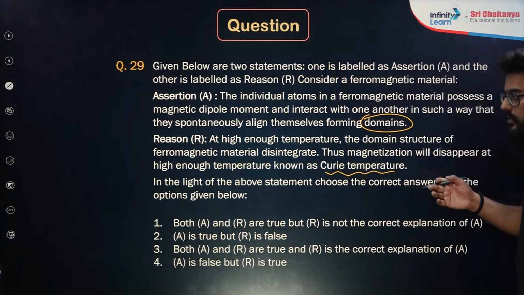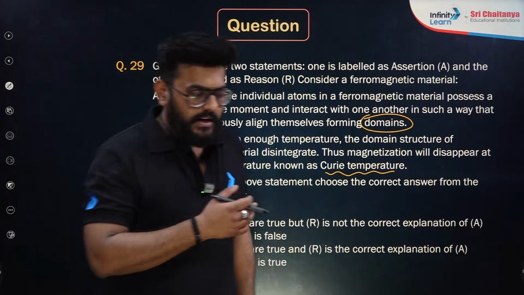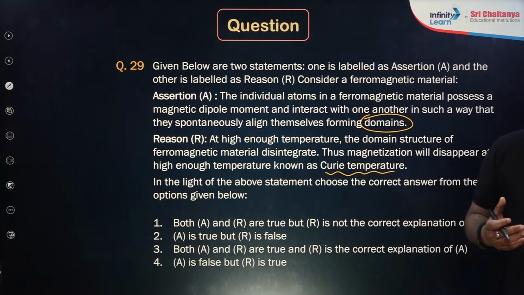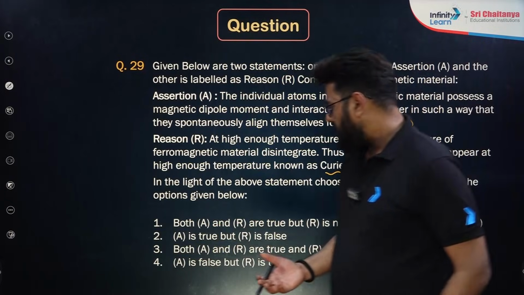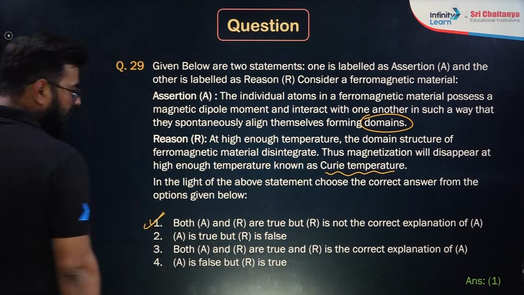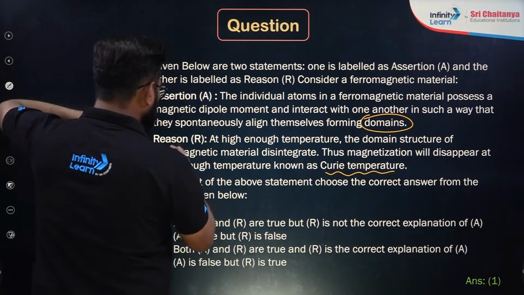Absolutely correct. At this particular temperature, the materials, they disintegrate, and basic point is that ferromagnetic material convert to paramagnetic material. So, yes, option number 1 is the right answer. That R is not the correct explanation, absolutely correct. This is not the correct explanation for this, but this is right.